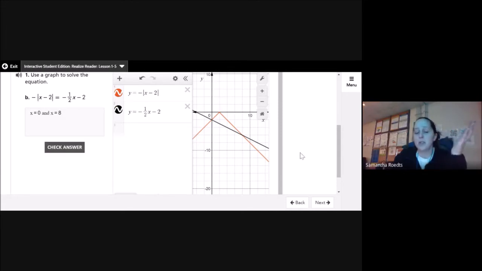Okay. You can always substitute those values back in. They should work. So if I plug in 0 for x here and here, they'll equal each other. Okay.